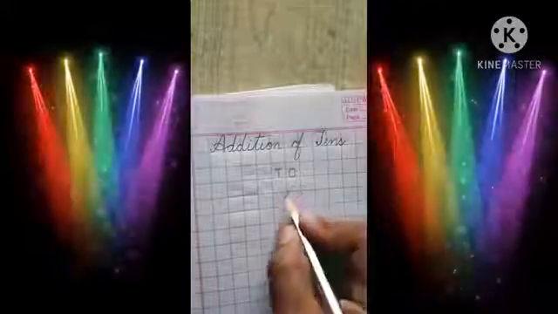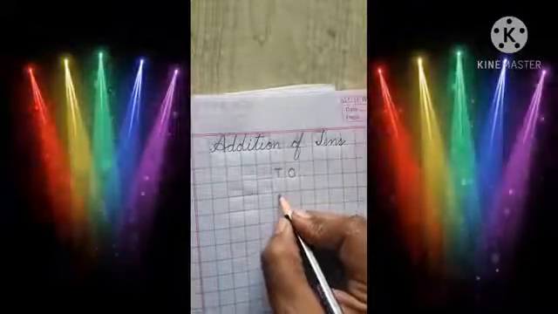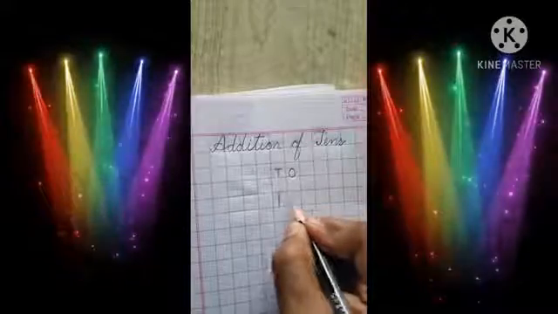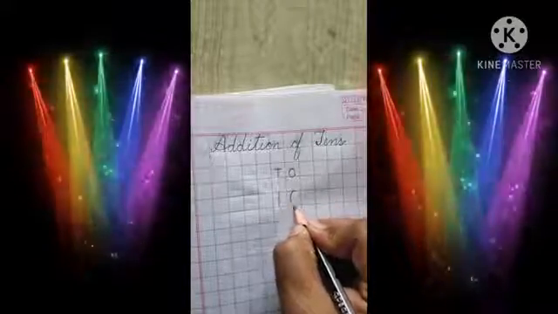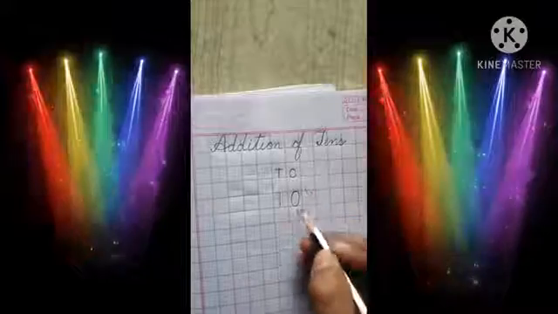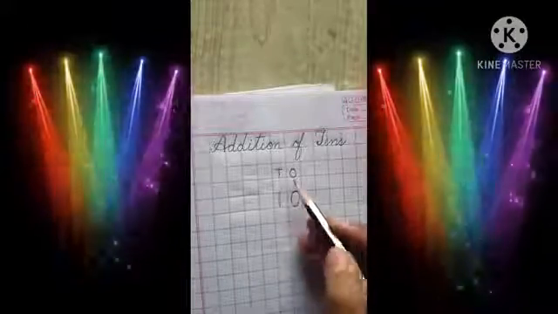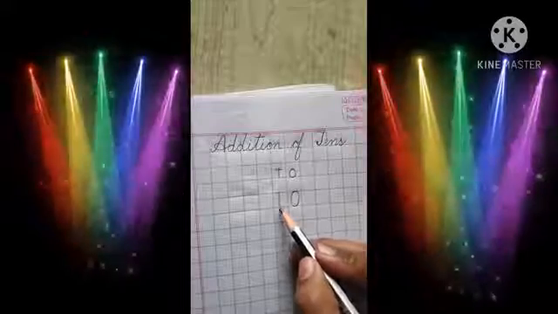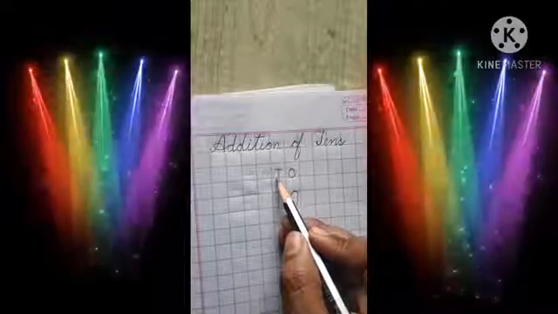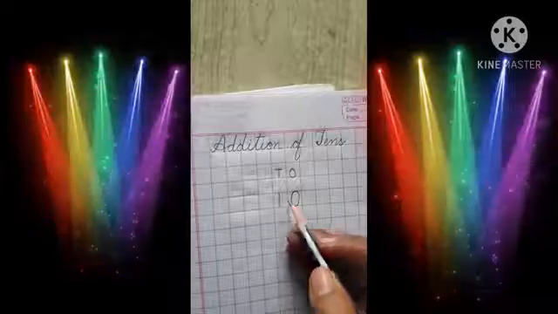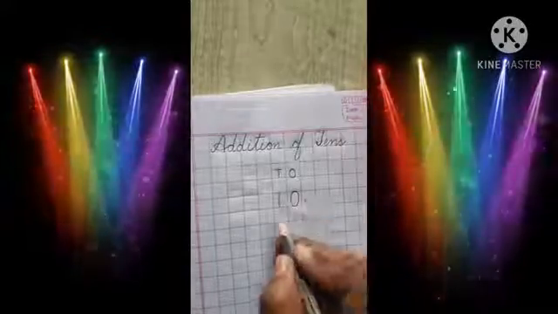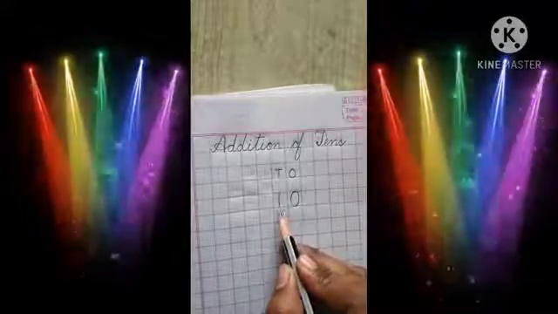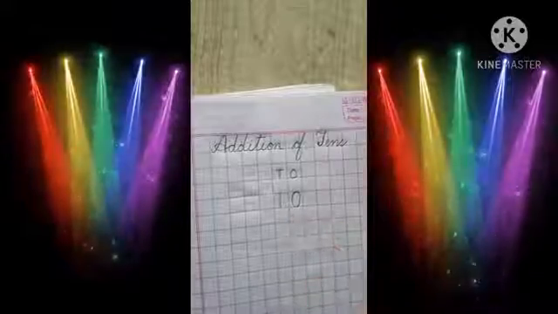Okay, suppose we will take the number 10. So how will all of you write 10? You always write 10 like this. In 10, 0 is at ones place and 1 is at tens place.